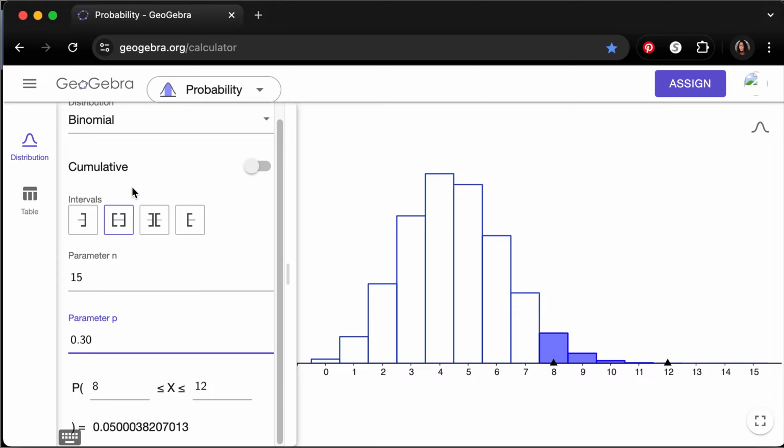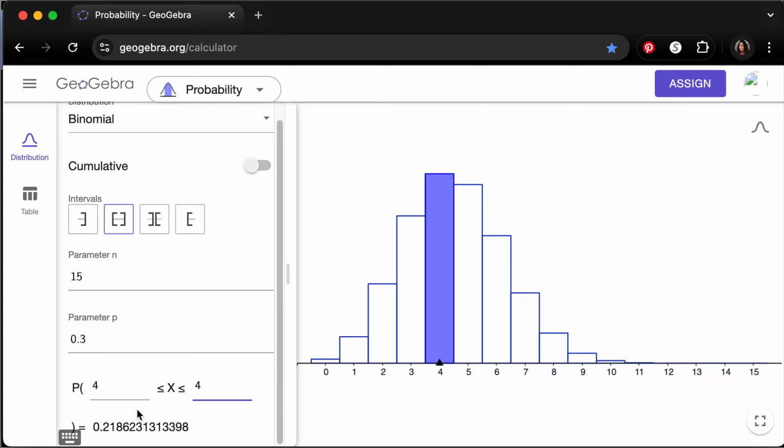Unfortunately, this GeoGebra calculator doesn't give you an exact value option. We're going to be using the interval button, and I want x is exactly 4. I'm going to put 4 on both sides. That means x is less than or equal to 4 and greater than or equal to 4. x is in between 4 and 4, including the 4. That's our way of writing x is equal to 4.